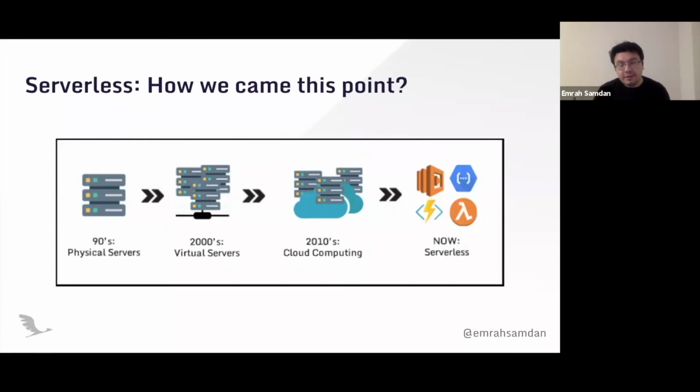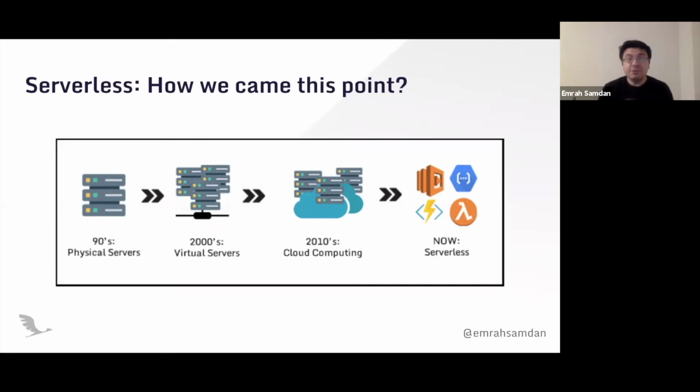In the last decade, cloud computing became very mainstream, and we started to have distributed applications, but these were still running on virtual servers in the cloud, and you were just looking at the metrics of those and trying to understand what's happening.